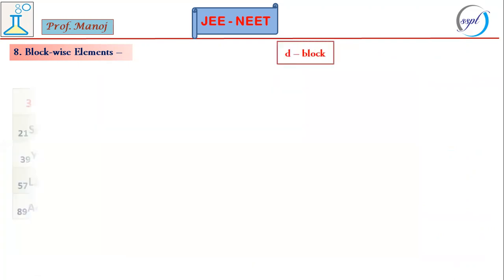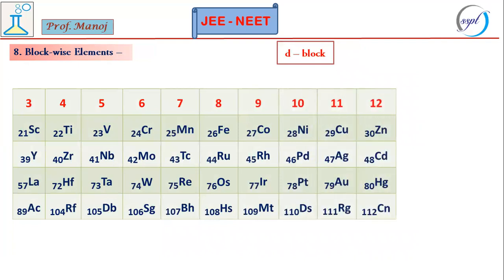We come to d-block elements after this. And as I said, for d-block you have to know them like horizontal periods, not vertical columns, because these properties keep on changing this way. We have to study them in a horizontal way.